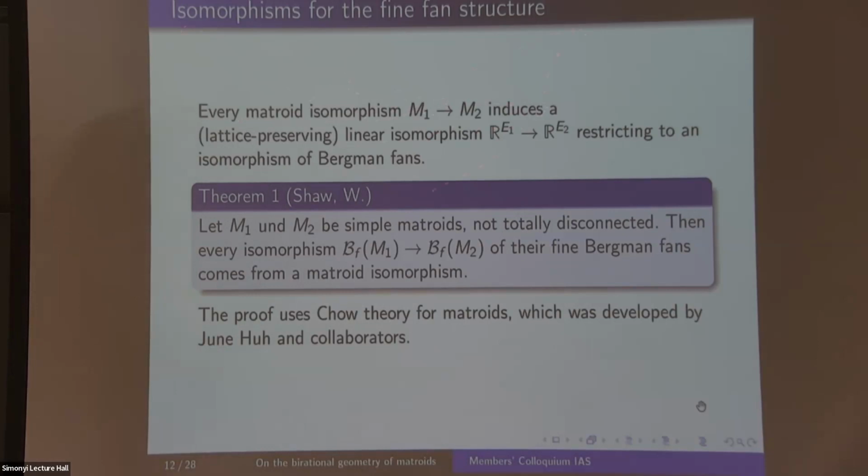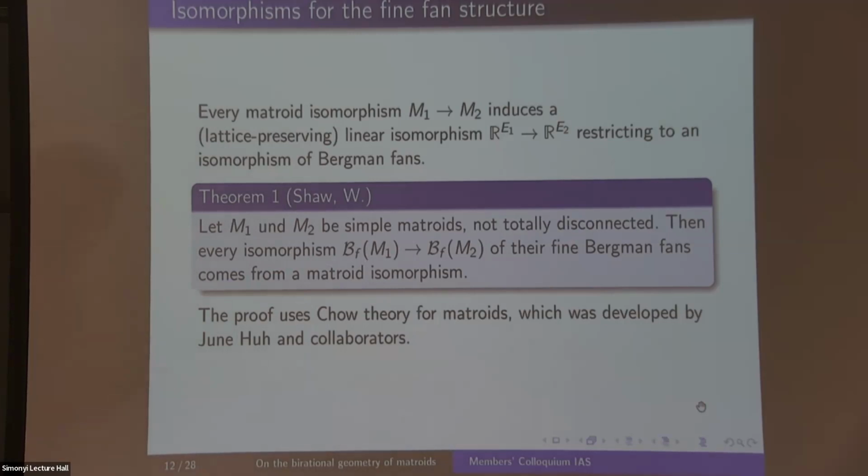The question we wanted to answer is: what if we have an isomorphism in the sense of the Bergman fan, so coming from a linear automorphism of the ambient vector spaces and preserving the cone structures? Will this come from a matroid isomorphism? And we show that it does.